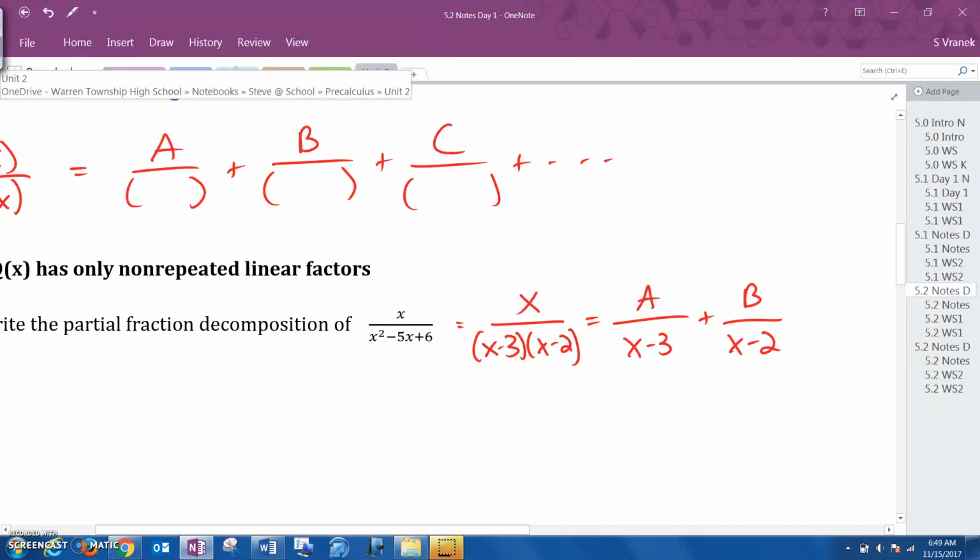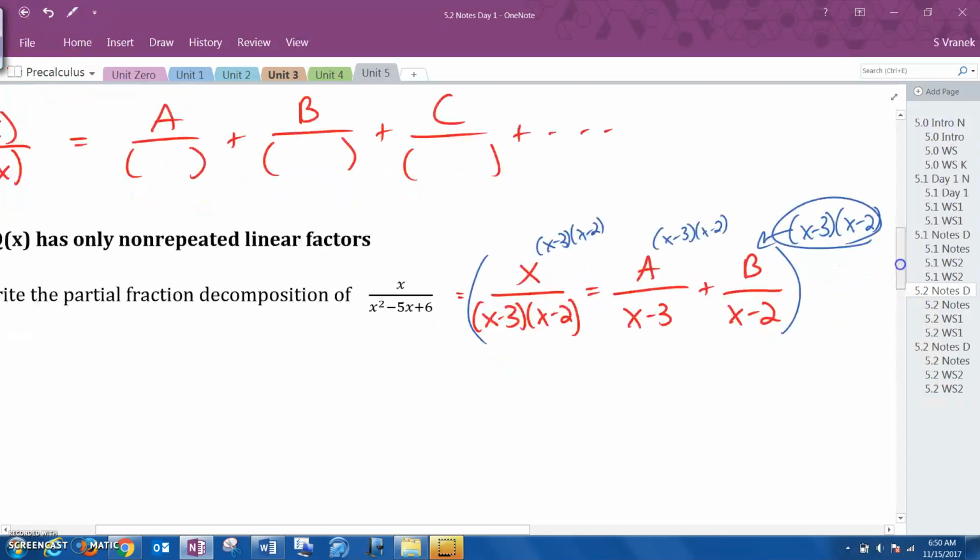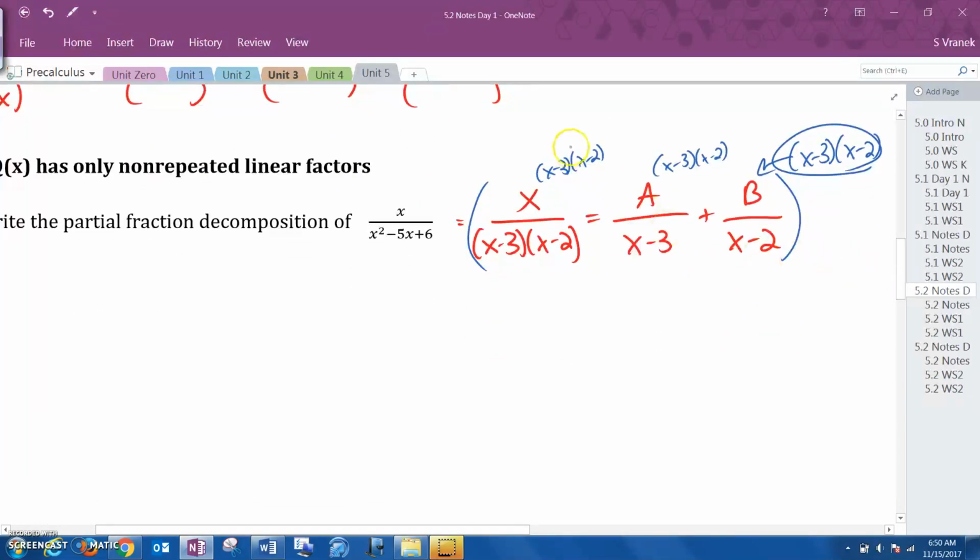Next, we want to solve this. So we want to multiply everything by the LCD. Notice that the LCD is x minus 3 and x minus 2. If I multiply this chunk to all three of these things, I'm multiplying the tops only. Do you see that? Because I multiplied the tops, all of the things will cancel with the x piece, and I'm just left with x for the left side of the equation.